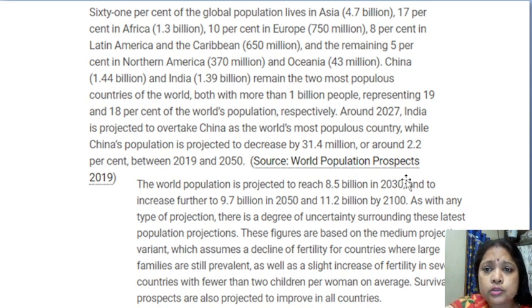Okay, so if we consider China and India, these two countries, then China has 1.44 billion population and India has 1.39 billion population, and these two remain the two most populous countries of the world, isn't it? Both with more than 1 billion people. These two countries represent 19 and 18% of the world's population respectively. Okay, means China has 19% of the entire world population and India has 18% of the world's total population. So you know that China is number one country in terms of population and India is the second.